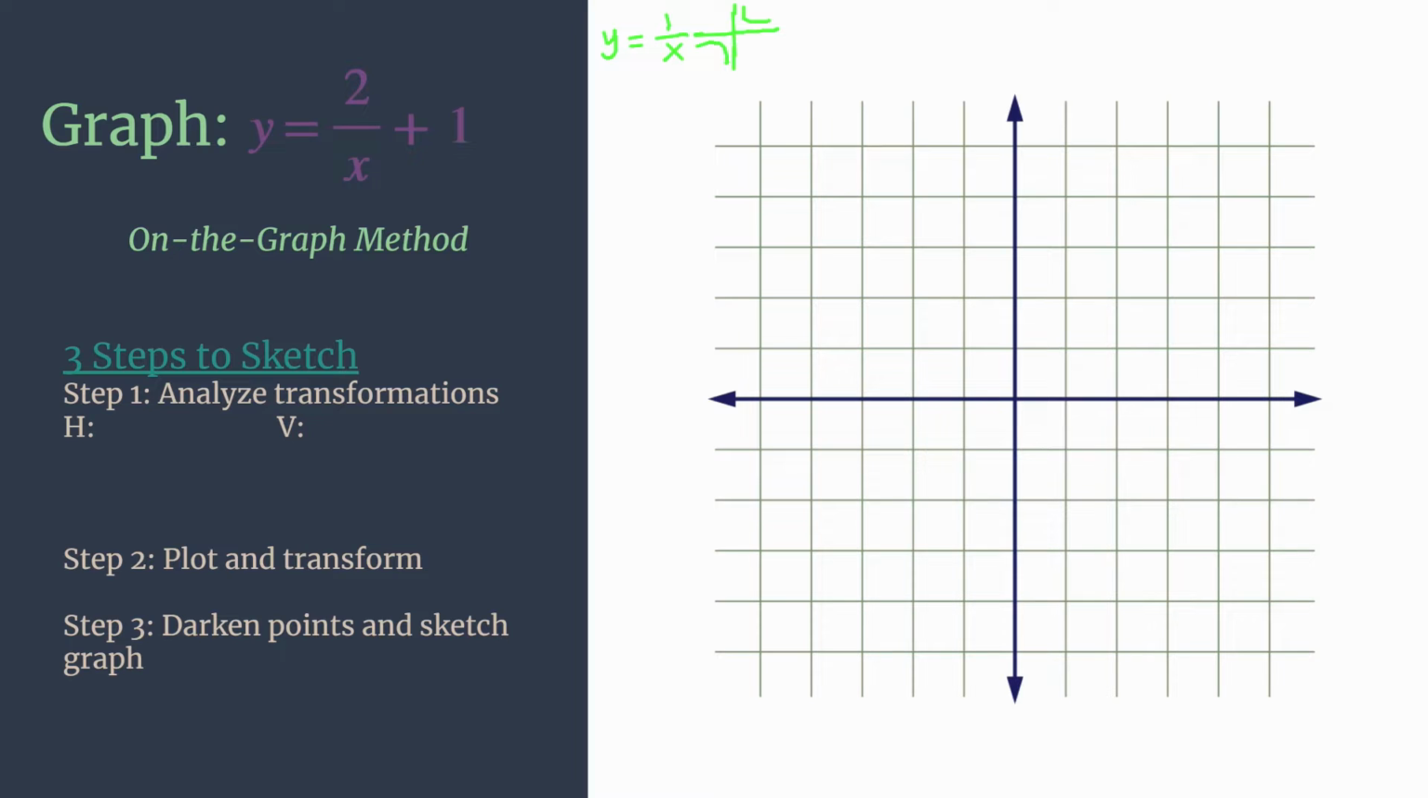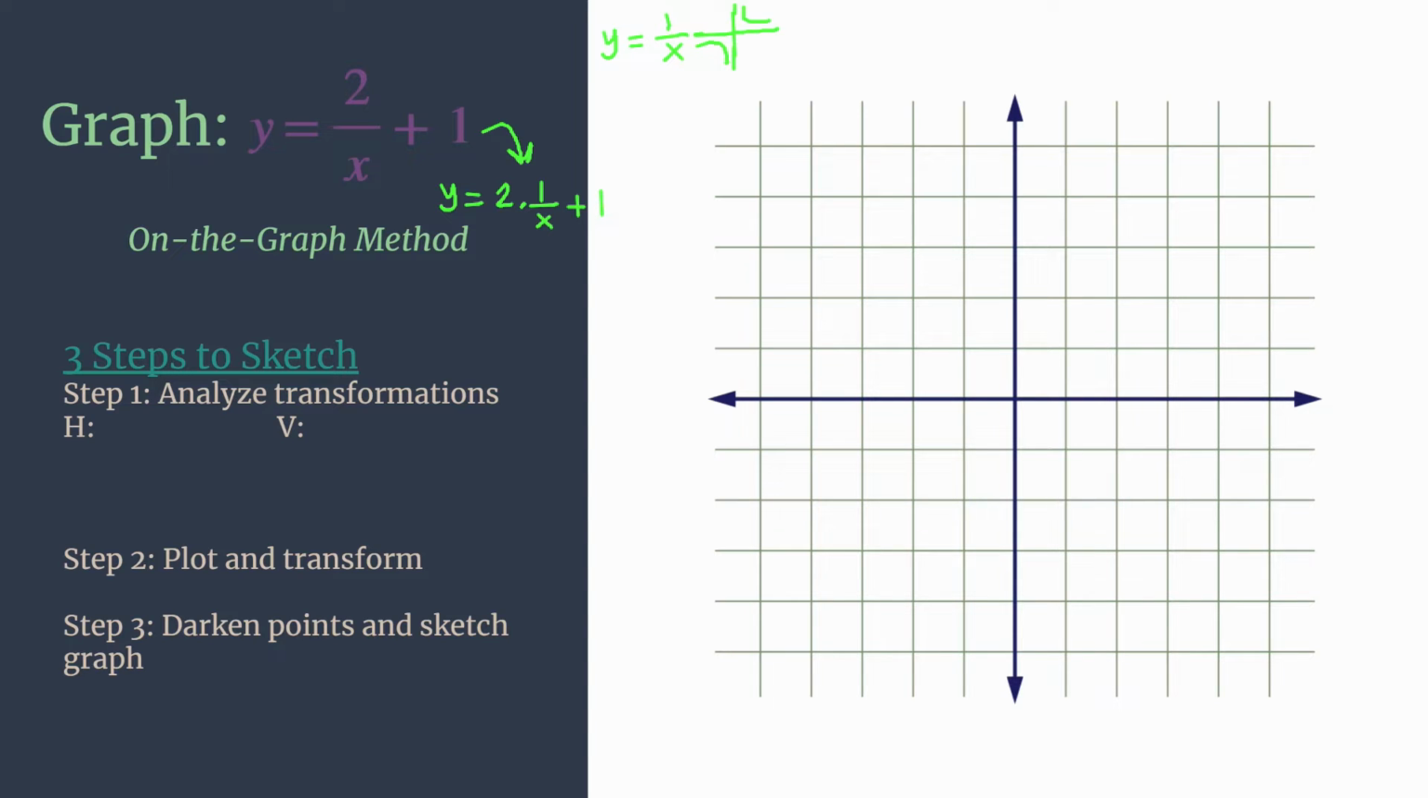Okay, so before we jump in and analyze the transformations, we probably would benefit from rewriting this equation, just because it's a little bit difficult to see what impact that 2 in the numerator of the fraction is having on our graph. So let's rewrite this as y equals 2 times 1 over x. That's the same thing, but it's just made much more clear that that 2 is a vertical transformation. It's a vertical stretch, and thus will affect the y coordinates. And then of course we still have the plus 1.